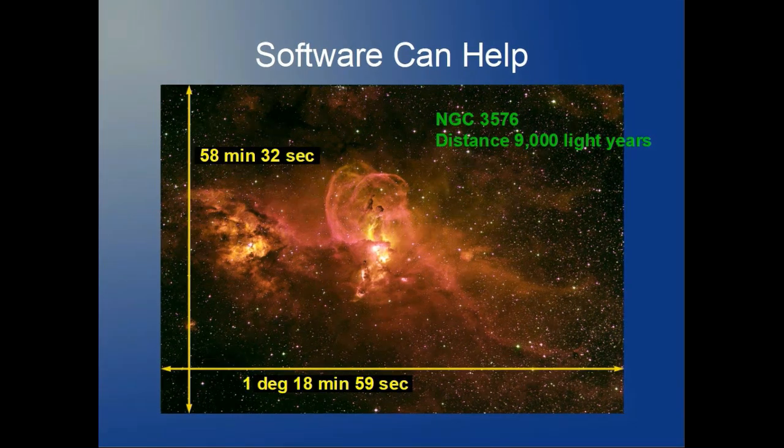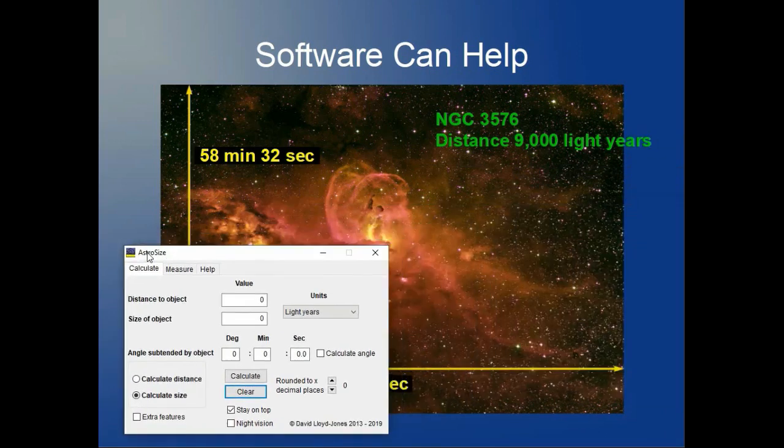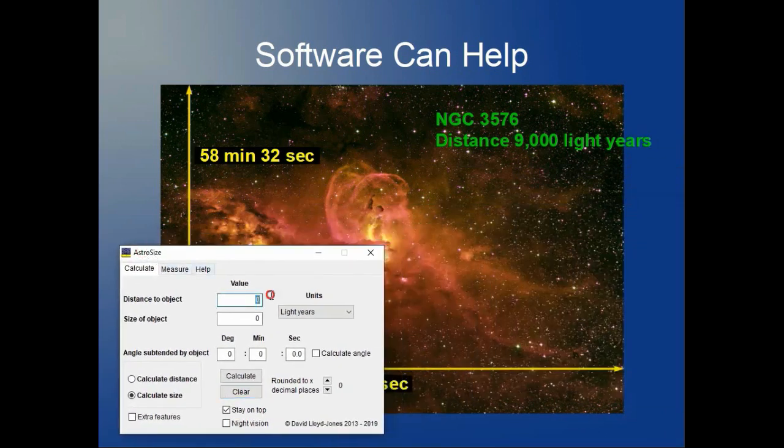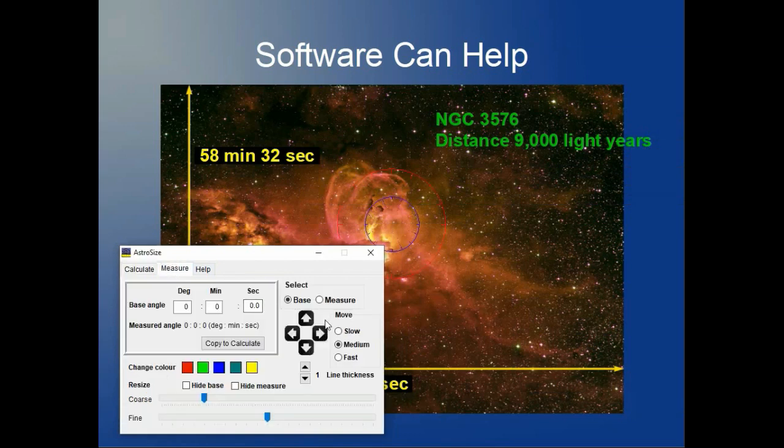Bringing back Astrosize, re-enter 9,000 light years as being the distance value. We'll turn to the measure page, and the value for the vertical height of the image, 58 minutes 32 seconds, we'll enter in as our base angle here. Now we need to tell the software what 58 minutes 32 seconds looks like in the image, so we'll use the calibration or base circle.